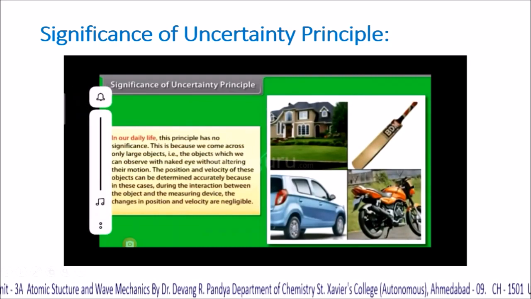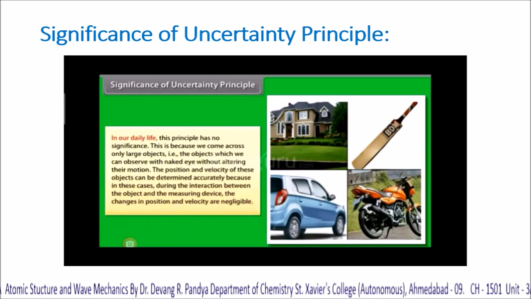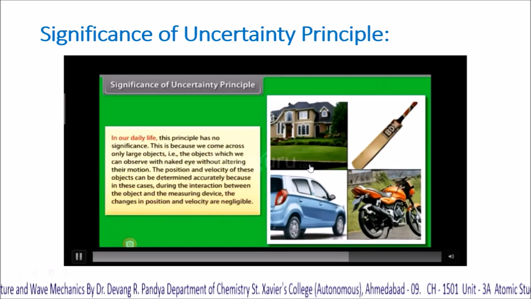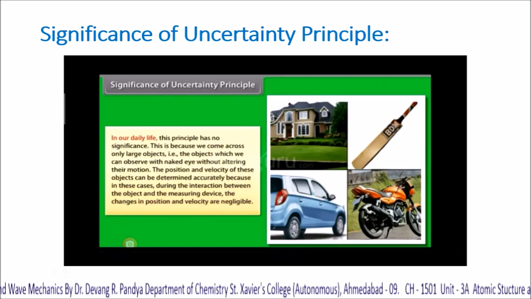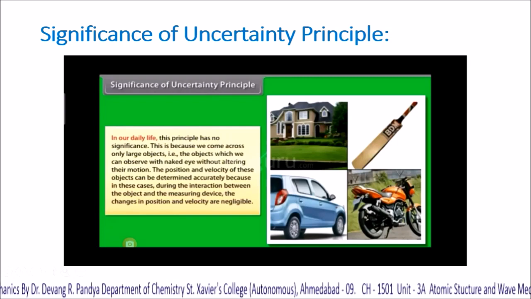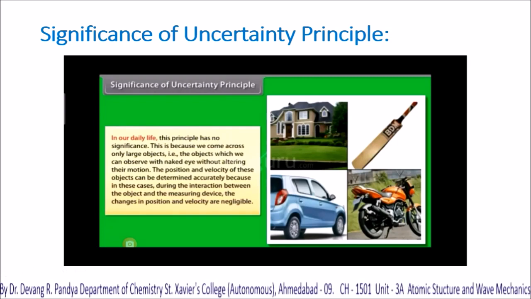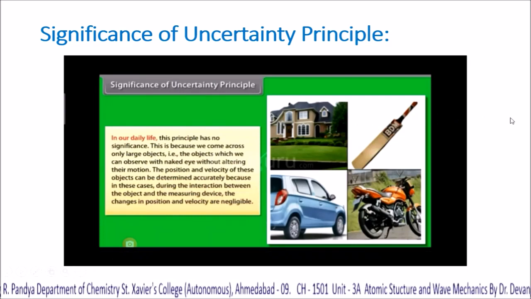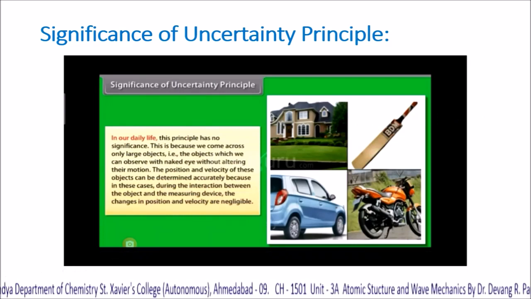This is because we come across only large objects, that is, the objects which we can observe with the naked eye without altering their motion. The position and velocity of these objects can be determined accurately because in these cases, during the interaction between the object and the measuring device, the change in the position and velocity is negligible.